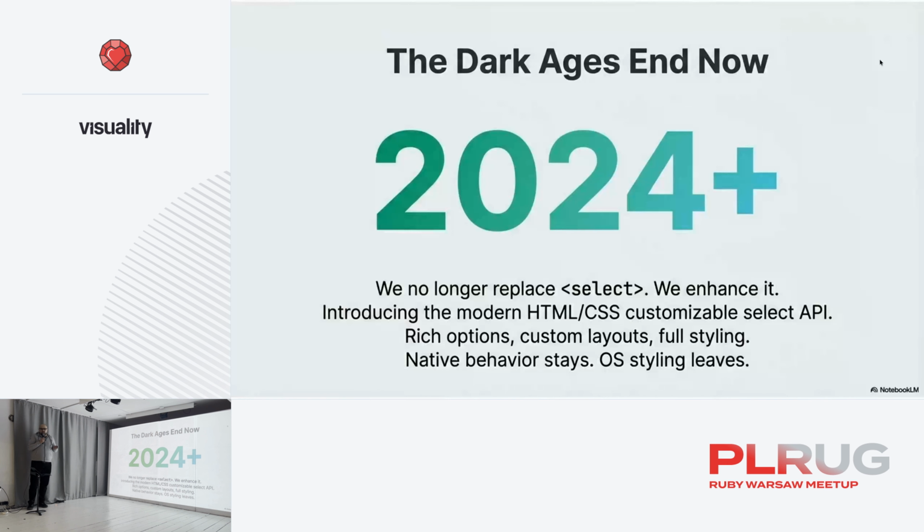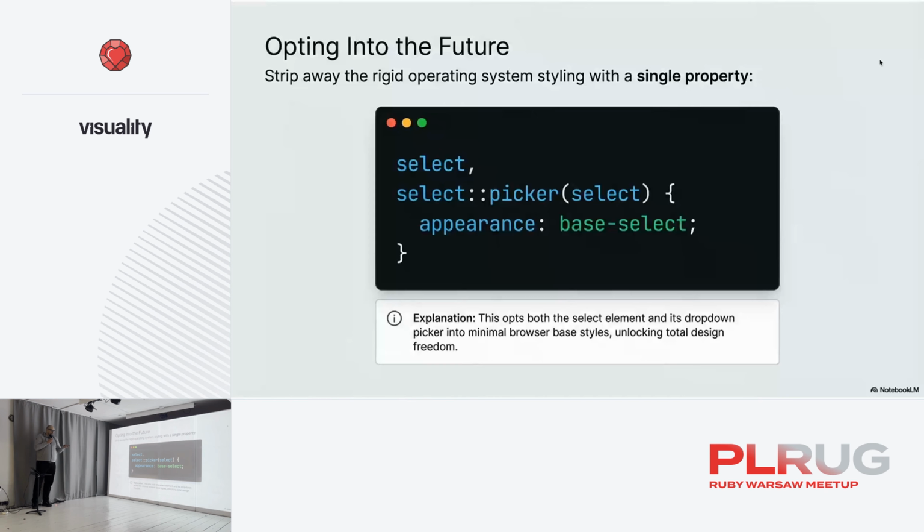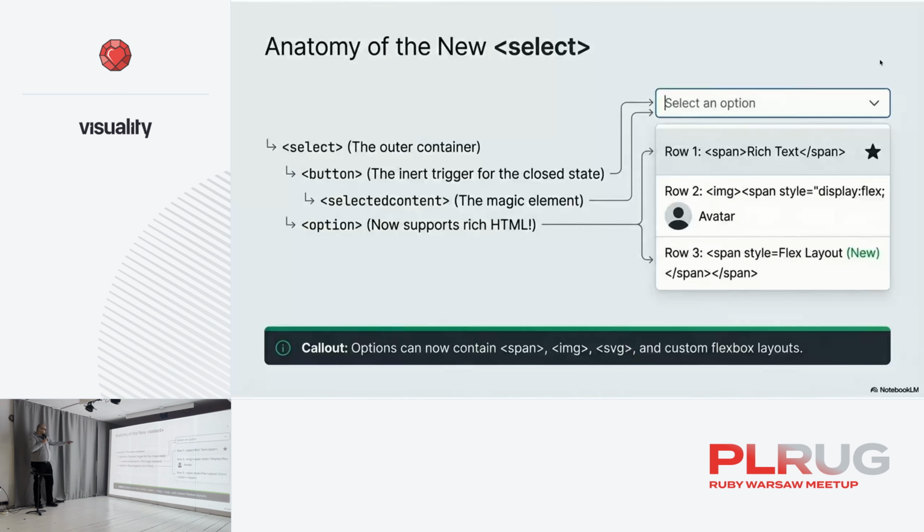As a beginning, to change the appearance of a select we use appearance: base-select. Basically, it resets custom browser styles to basic ones. Only the default behavior stays as default. And thanks to that, we are able to style the select when we set appearance to base-select. And the new select looks like this: we are able to use a button as a custom trigger for the dropdown inside the select tag, and the selectedcontent tag, which I will tell more about. This is like a magic thing.